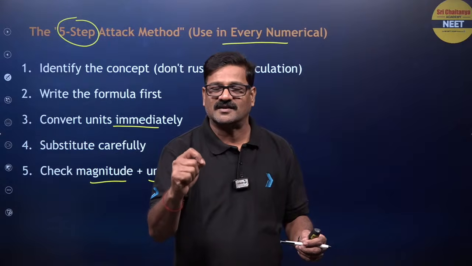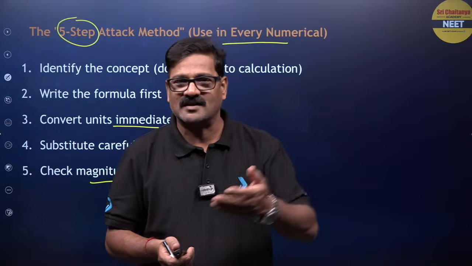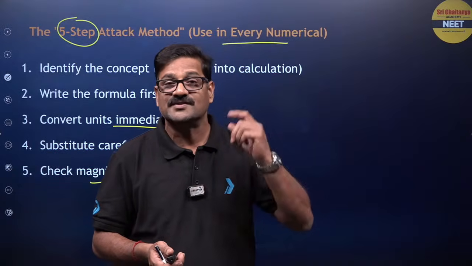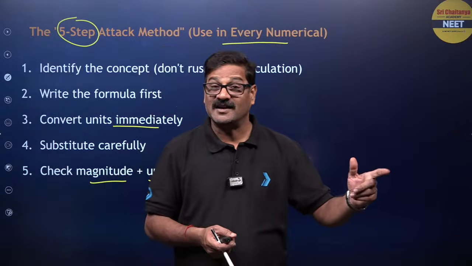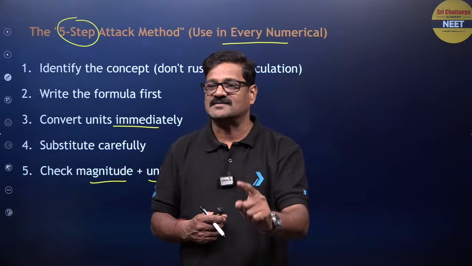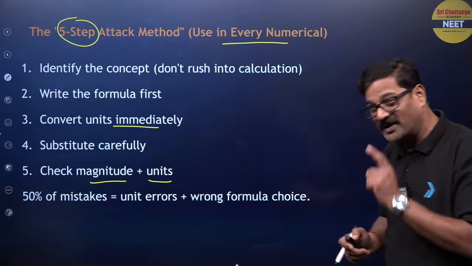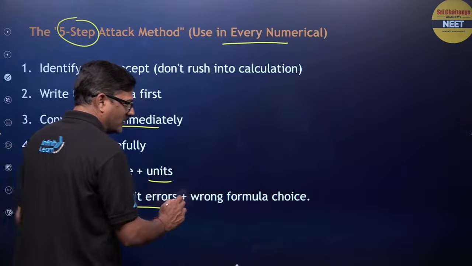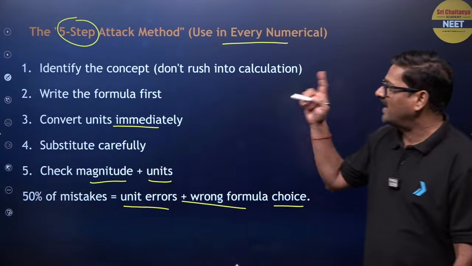6.626 into 10 power minus 34 is the Planck's constant value in joule second, the SI unit. If the answer is given in joules, you can use this. If the answer is given in CGS units, I use 6.626 into 10 power minus 27 erg second, because you have to use wavelength in centimeters. That is the best way to do it. So units and dimensions are very important. 50% of numerical mistakes are unit errors and wrong formula choice. So never go beyond that, and you can do the 5-step attacking method.